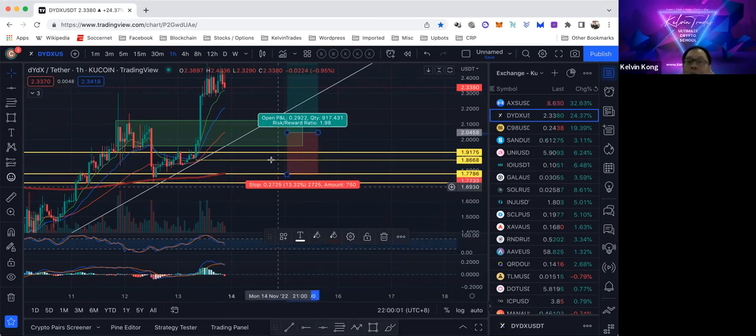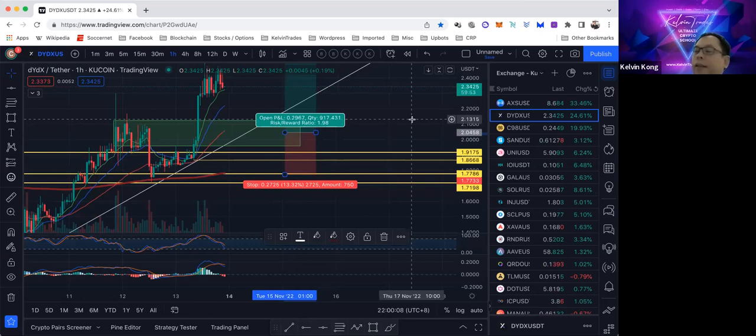So just remember, the further away the stop loss is from your entry, the smaller your position size is. Don't lose more than 5% of your account size. That's the rule.